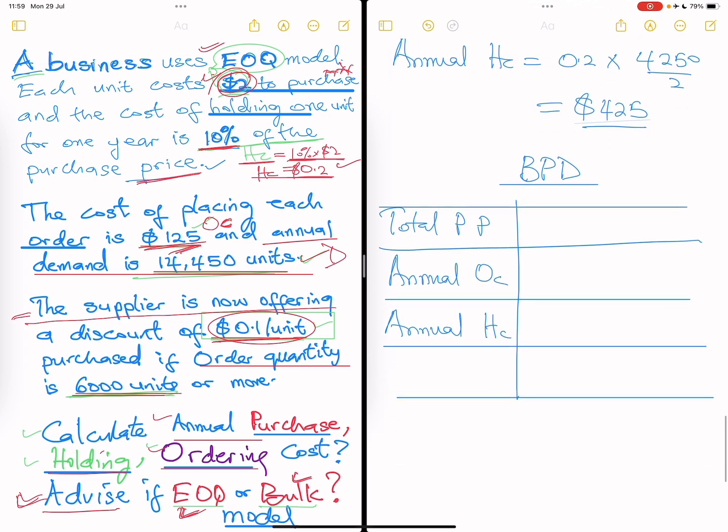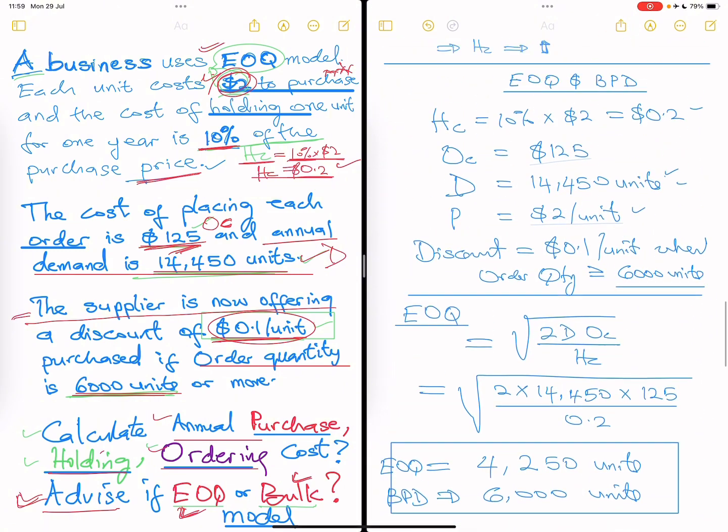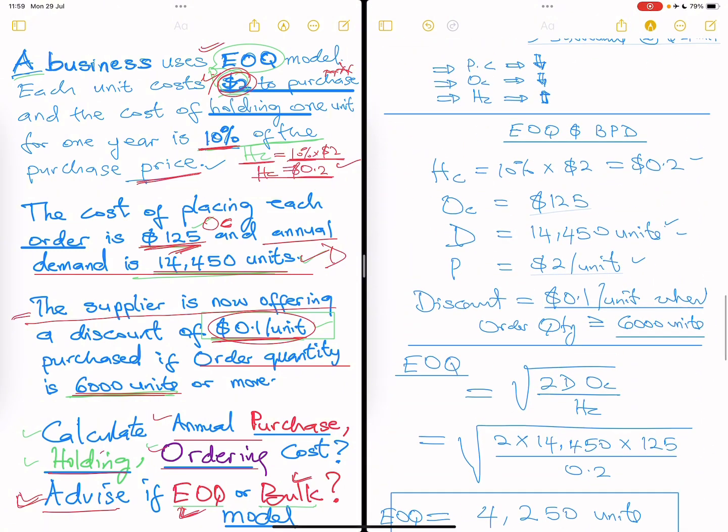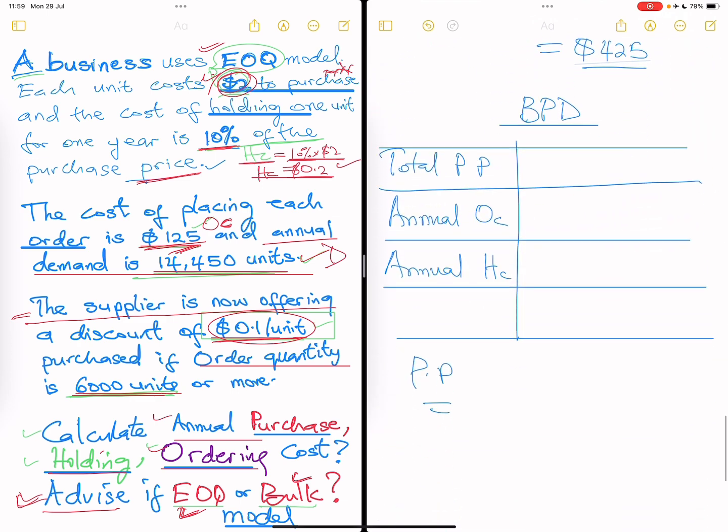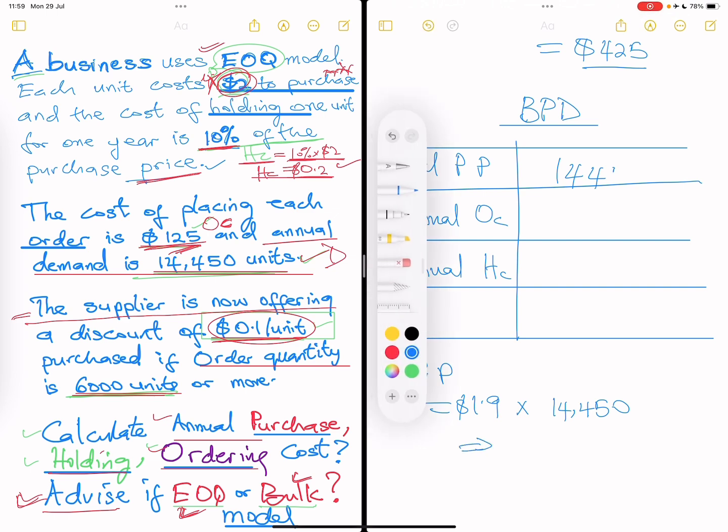So purchase price first, they are giving us a discount, remember, of 0.1 when we buy 6,000 units. So which means the price will no more be $2 here, but there will be a discount of $0.1. So that will be $1.9 multiplied by the 14,450 we need in a year, because we still need the annual demand of 14,450, whether we use EOQ or bulk discount or whatever. Sorry, I need to multiply that by 1.9 first. Moving too fast.